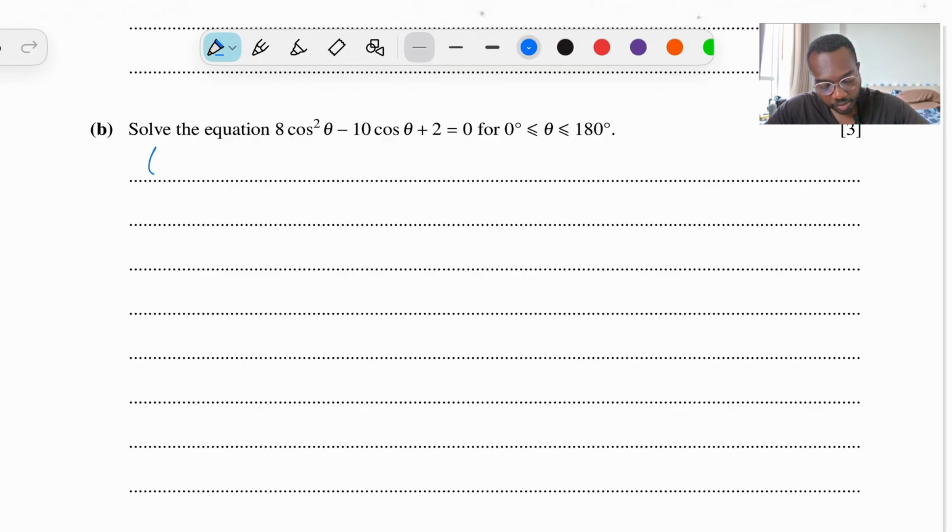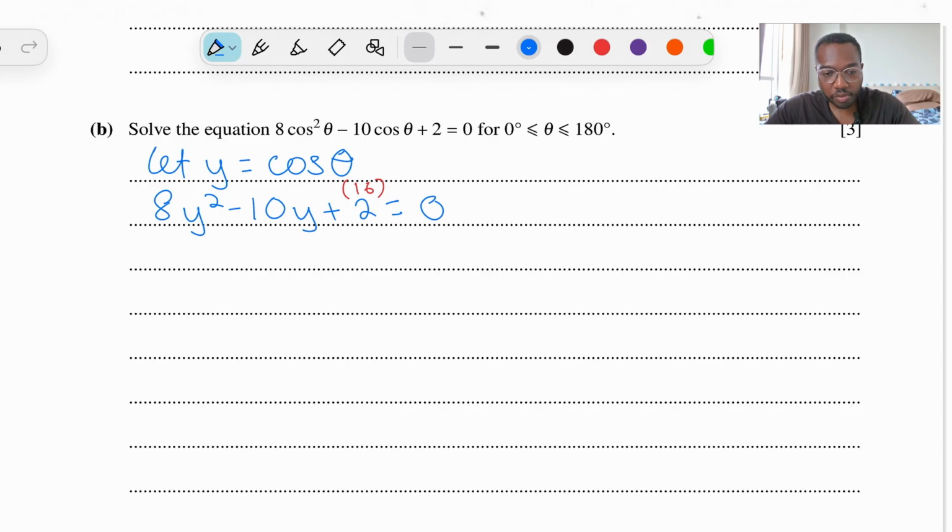The first thing I'm going to do is use substitution. I'm going to let y equal cos theta. So now we have that 8y squared minus 10y plus 2 is equal to 0. And now I'm going to factorize this. So what I'm going to do is, 8 times 2 is 16. So now I'm thinking of two values which sum to make minus 10 and multiply to make positive 16. That would be minus 8 and minus 2. So therefore, this minus 10y splits into minus 8y and minus 2y.